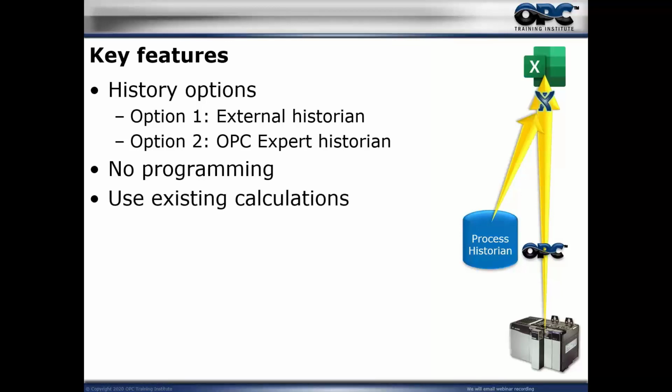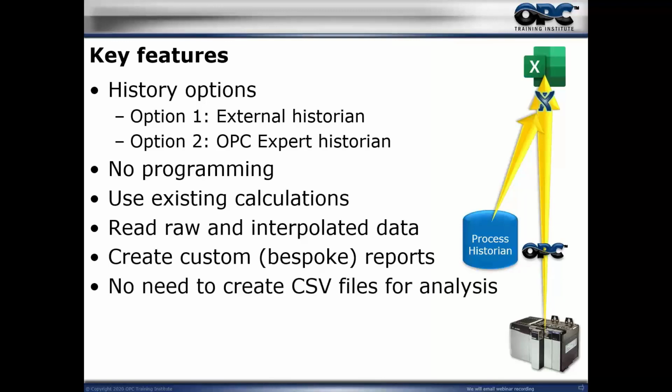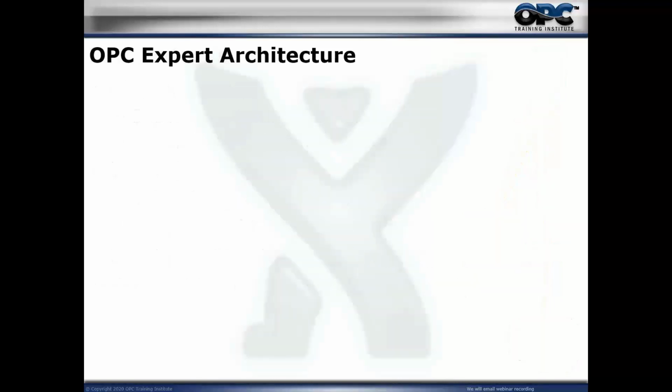To do this, no programming. You can use existing calculations which exist in the process historian itself. So you don't need to do your own calculations. And you can read raw data, that's the data that's actually stored in the historian, or what's called interpolated data or calculated data. And you can create your own custom or bespoke reports. And that's really what this is about. And very important here, there's no need to create your own CSV files to export from your historian and import into Excel, export from Excel, import into the historian. No need to do any of that. That's really the power here, and I'll show you that in just a little bit.